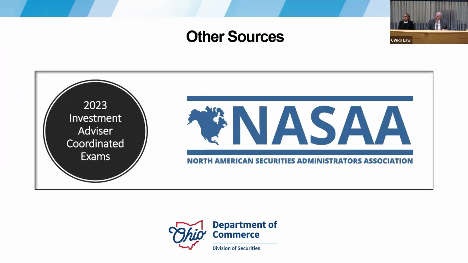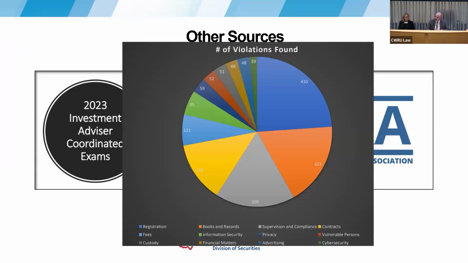Other sources of opportunities for improvement, and I'll just point this resource out to you. I don't want to go too far into the weeds on this, but NASAA released a report, the 2023 Investment Adviser Coordinated Exams, in which they identified deficiencies. I will point out that what they are seeing largely matches what we're seeing. Obviously not every state had administrative code updates in 2021, so it changes the data a little bit, but what we're seeing in Ohio matches what other states are seeing across the country.